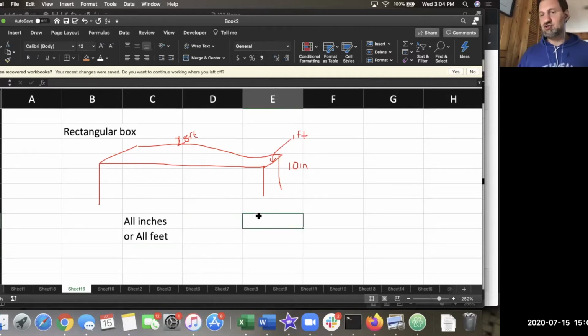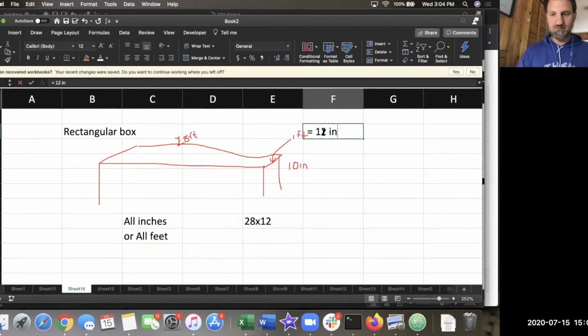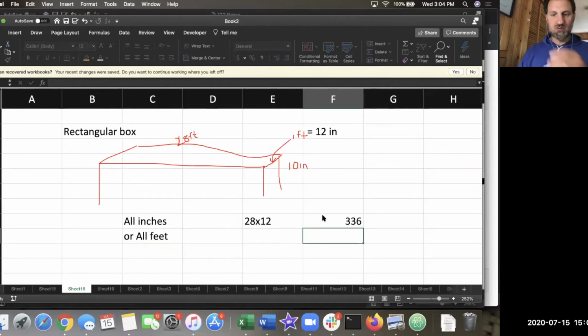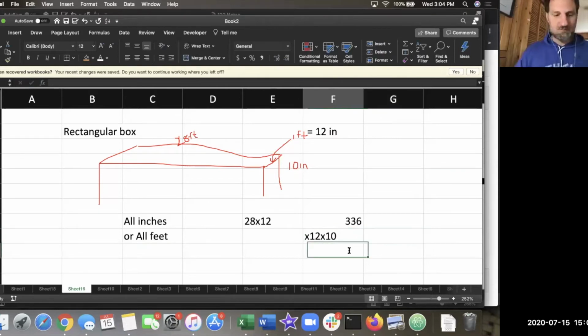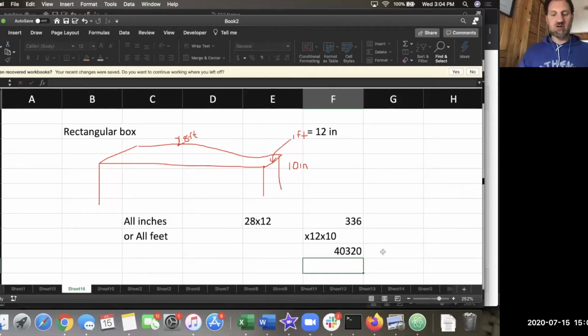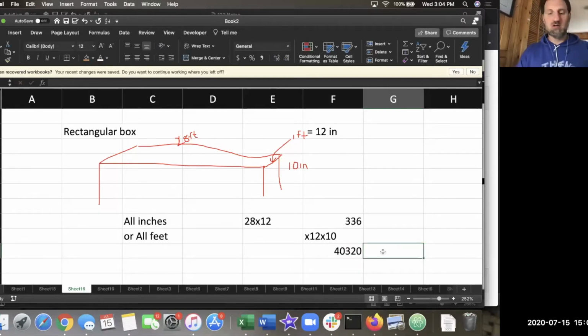Personally, I would do all inches just because that would be all whole numbers. So I would do 28 times 12. That gives me how long it is in inches. Then 1 foot equals 12 inches. All right, and so in the end, if you did it in inches, you would have 336 times 12 times 10. And that ends up being 40,320. And the units of that would be cubic inches.